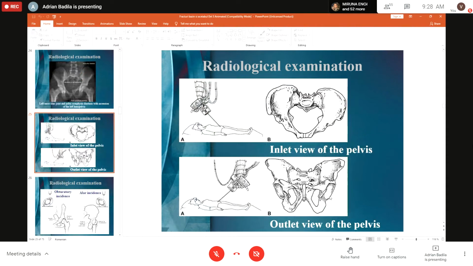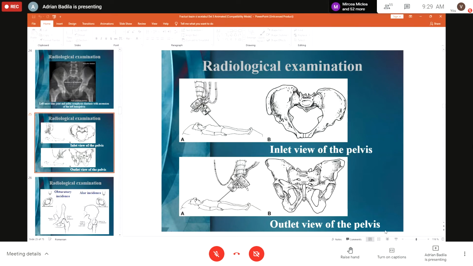We have a number of specific radiological incidences for fractures of the pelvis. We have this inlet view of the pelvis in which the patient is supine on the examination table, and the X-ray beam will make 45 degrees with the horizontal line. In this incidence, we can see very well the whole pelvic ring.